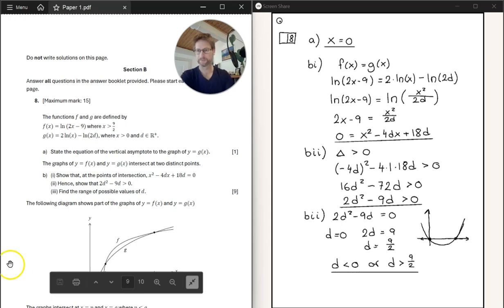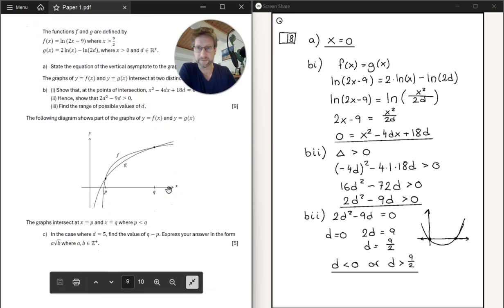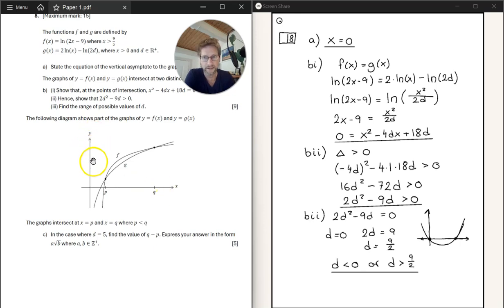And the question keeps going, because now in the following diagram we have parts of the graphs, and we can see how this vertical asymptote to the graph of g is the y-axis, as we said in question 1, so that's a nice confirmation. And we're being told that the intersection points are P and Q, where P is the smaller one. And then we have to consider the case where d is equal to 5. So now d is 5.